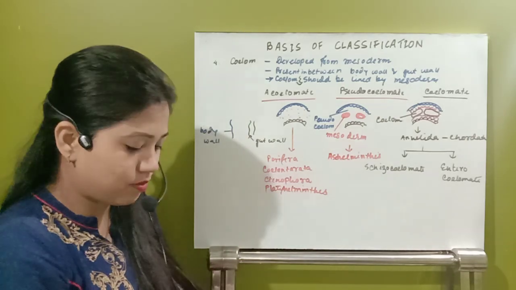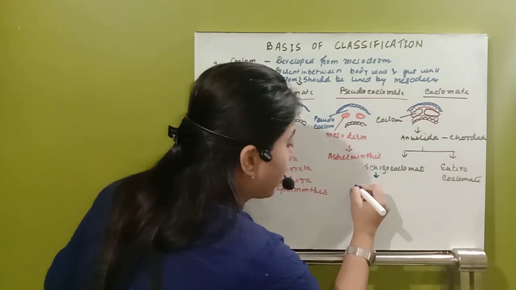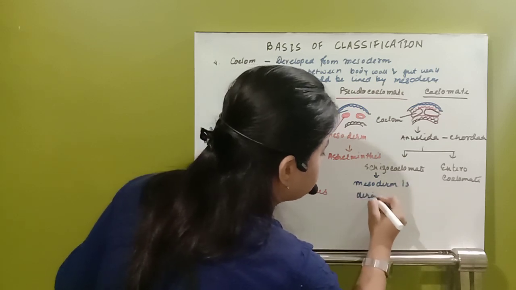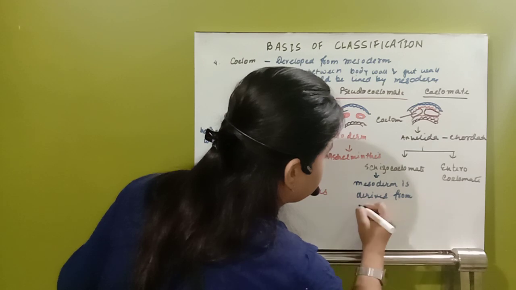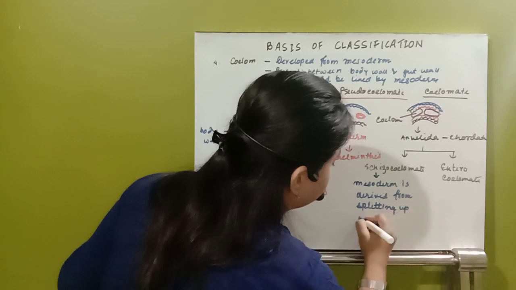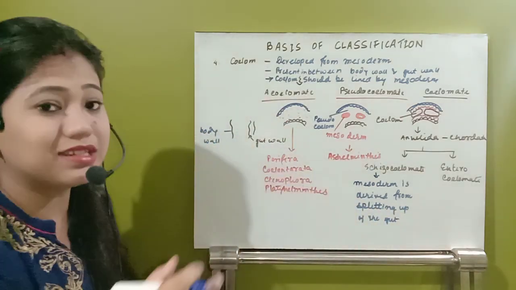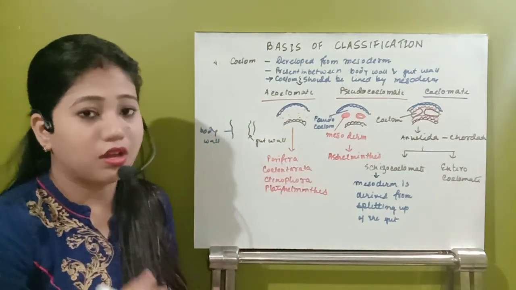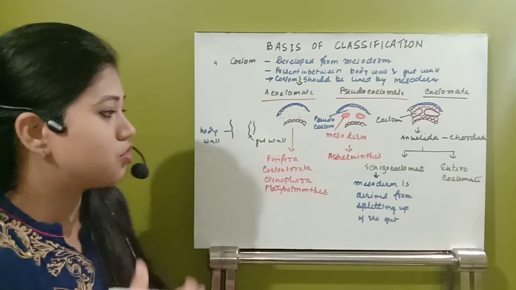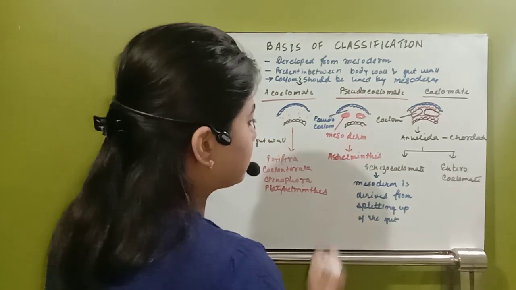So in the case of the schizocoelomate animal, they are going to have this mesoderm derived from the splitting up of the gut. The mesoderm itself is just like a splitting structure. That type of organism is a schizocoelomate animal. So how many types of animals are included in the schizocoelomate animals?